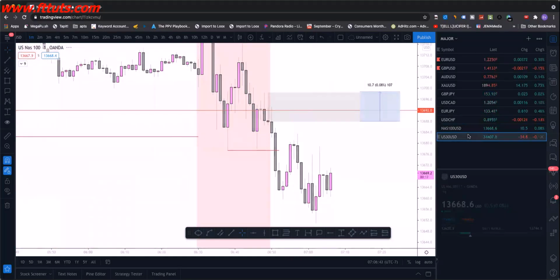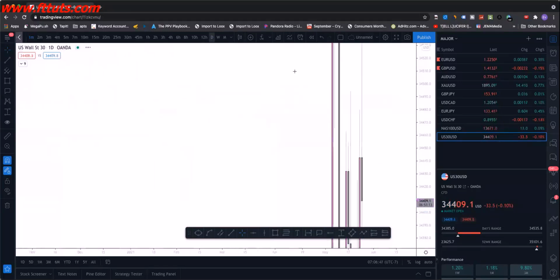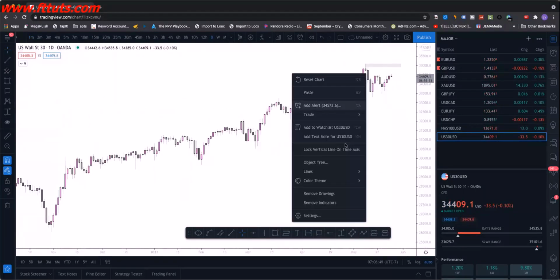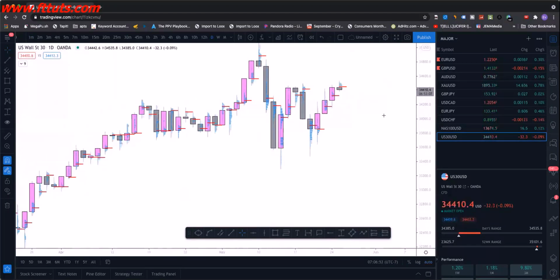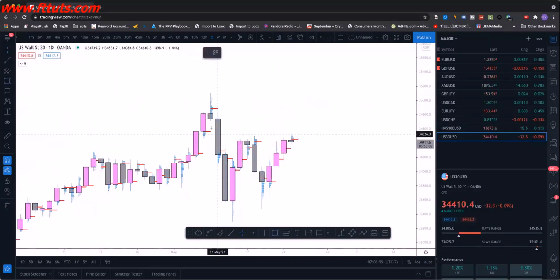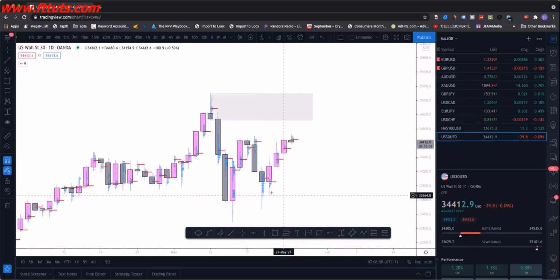Now let's break down US 30 and see what the deal is. Start from the daily like always, reset the chart, remove the drawings. Okay, so where do we see supply? This is pretty obvious, supply is right here. And where do we see demand? We have a demand zone here.